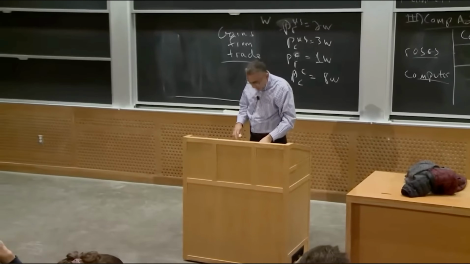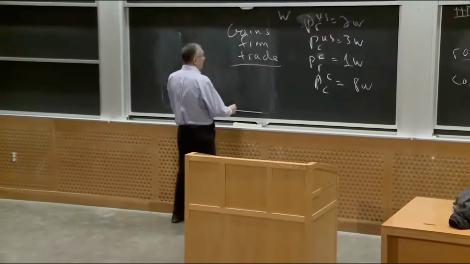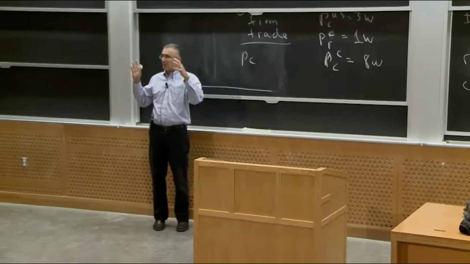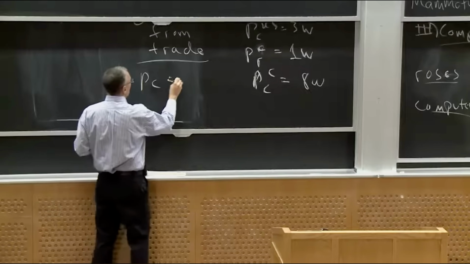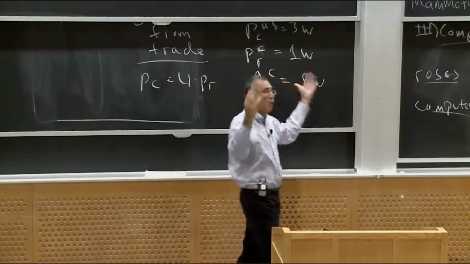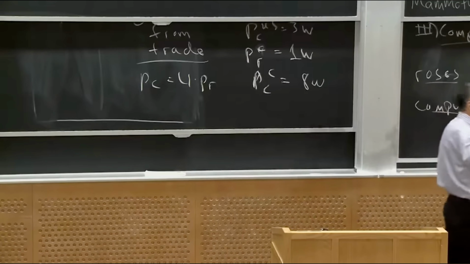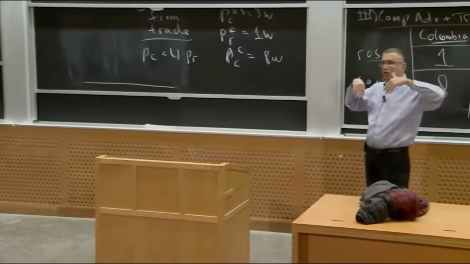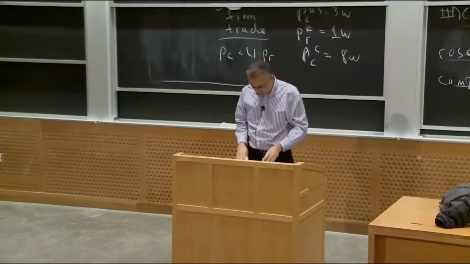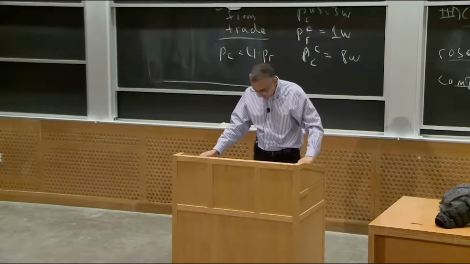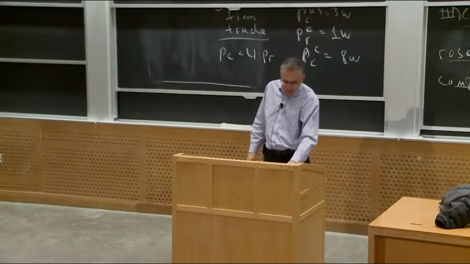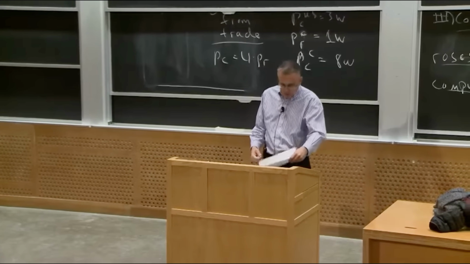I'm going to come back to this. I'm going to start by just assuming that there's free trade, and on the world market, the price of computers equals 4 times the price of roses. I'll come back to how you get there. But for now, it's easy to just start with assuming that. So you open up to trade, and let's assume the price for computers is 4 times the price of roses. Well, what you can see is that by specializing, we open up new consumption opportunities.